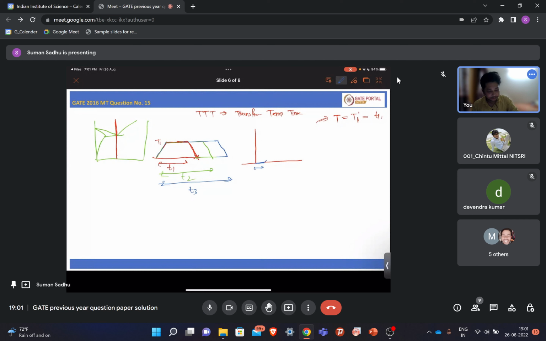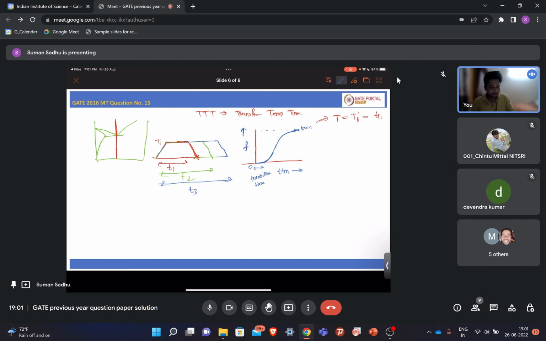Once it nucleates, in this axis it is the fraction transformed, and this axis is the time. So first it will take some time to nucleate. So this time is the incubation time. Then it will nucleate, and with time your fraction transformed will increase. So this is 0 and it will transform up to 100%. So let's say this part is 100%.